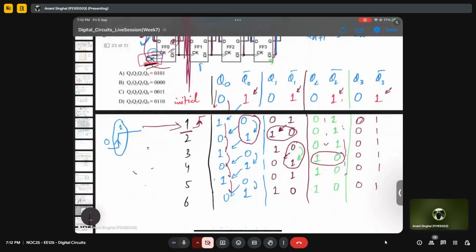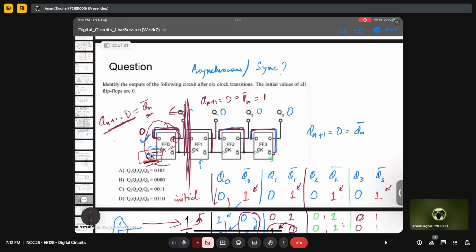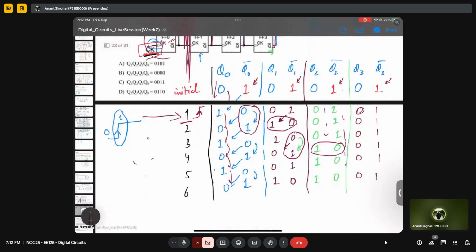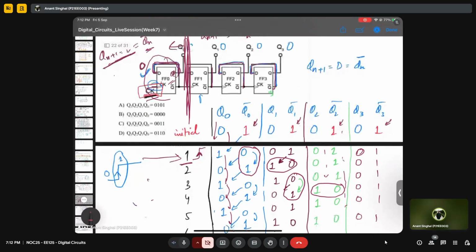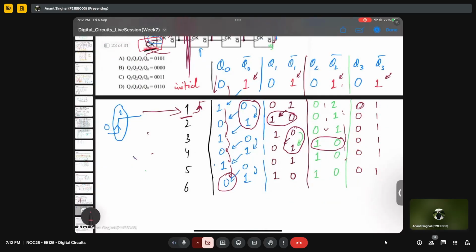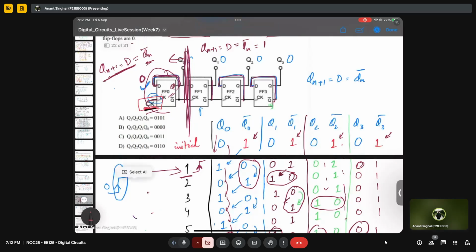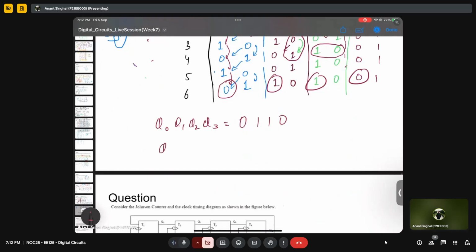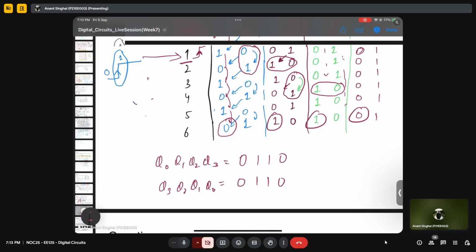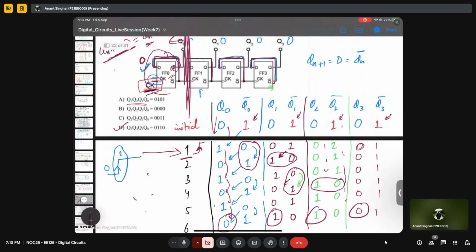Okay. So the question was asking what the initial values are. Identify the output after 6 clock transitions. The output Q naught, Q1, Q2, Q3 at 6 is 0, 1, 1, 0. Okay, so the question is asking the opposite. Let me write. So it will remain the same. It was like a palindrome only. So the correct answer would be option D.